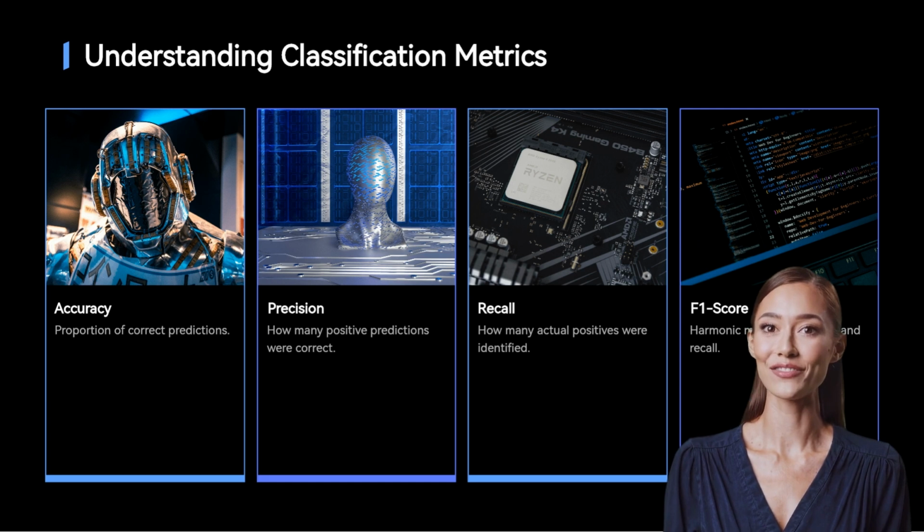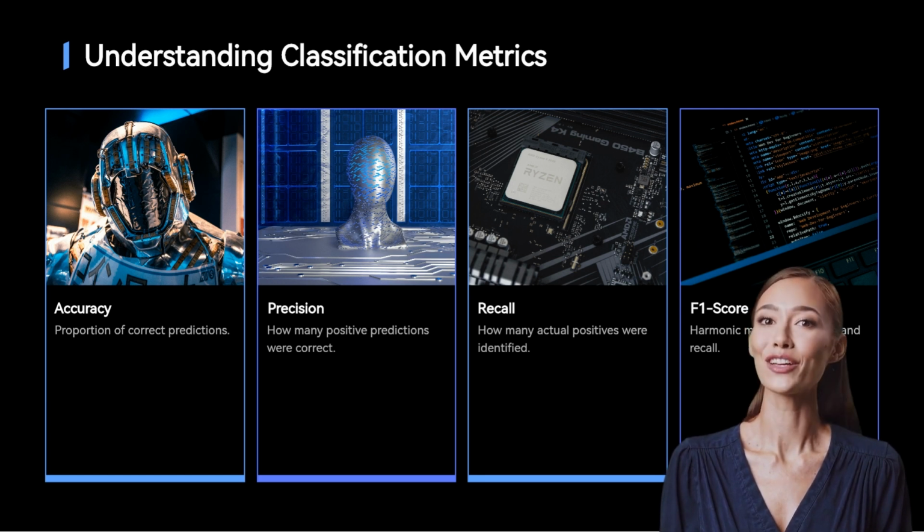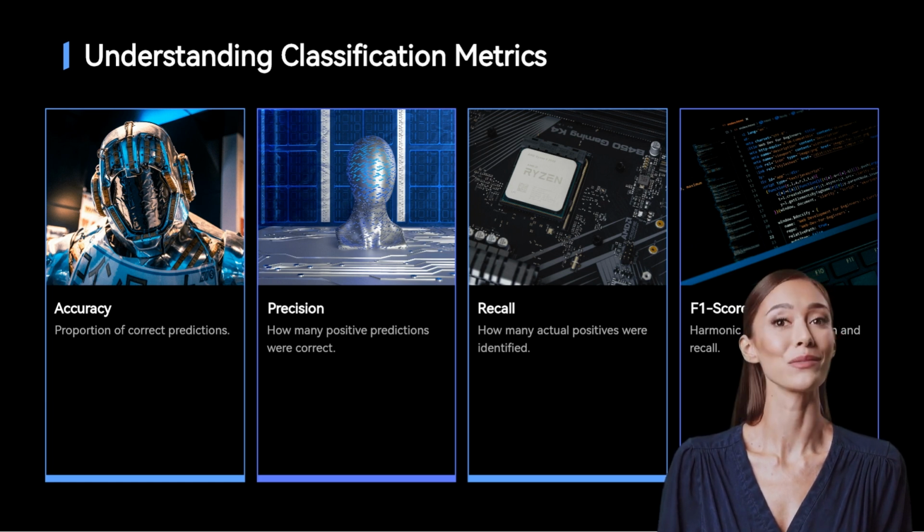When working on classification problems, the following metrics are essential for evaluation. Accuracy is the simplest metric. It's the proportion of correct predictions out of all predictions. However, accuracy might be misleading in imbalanced datasets.